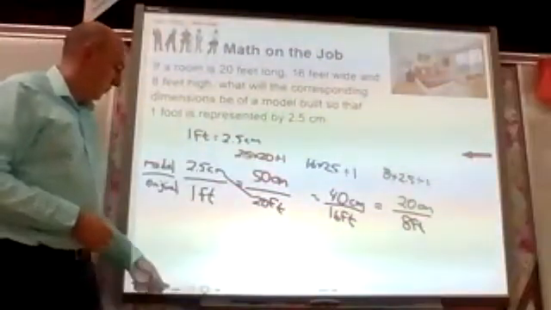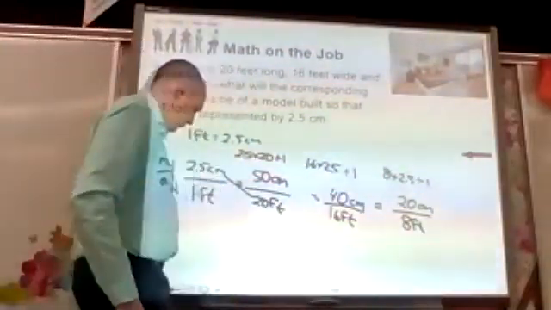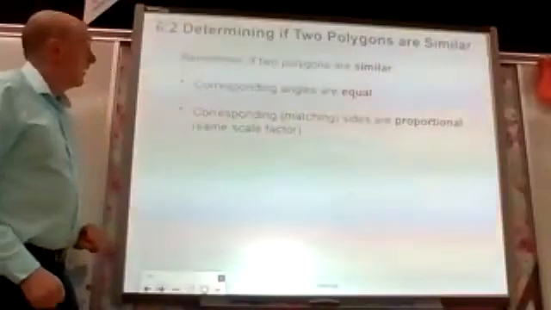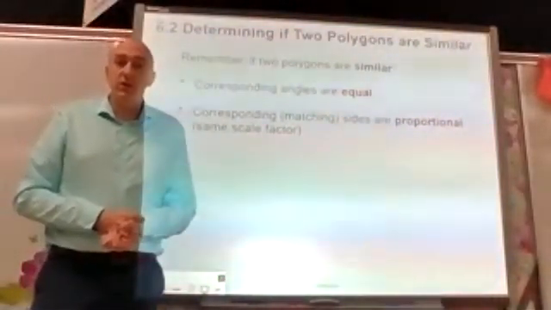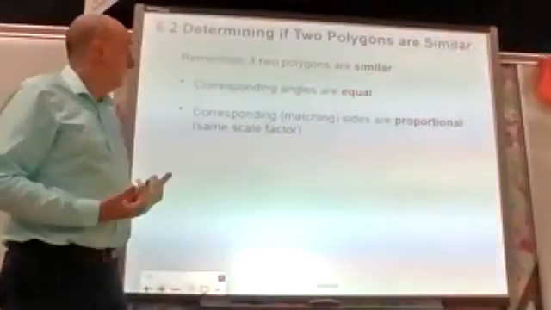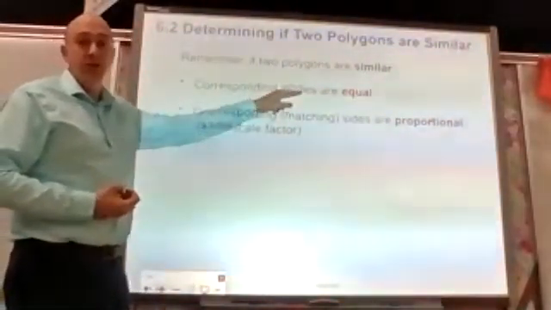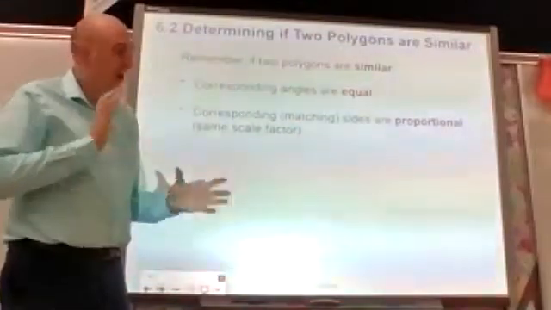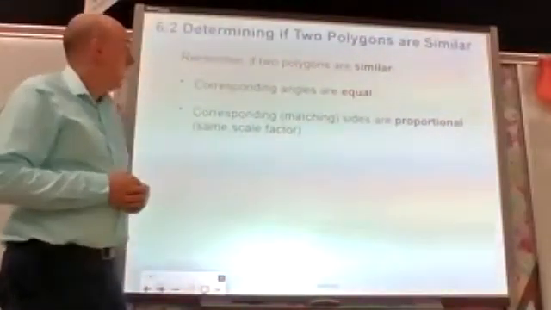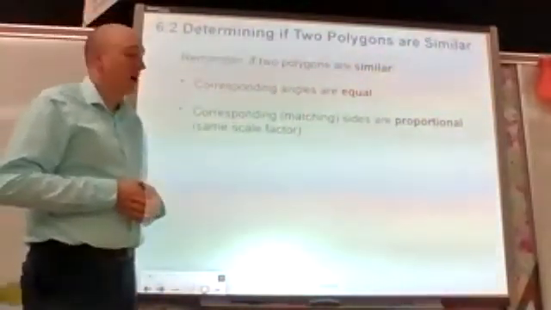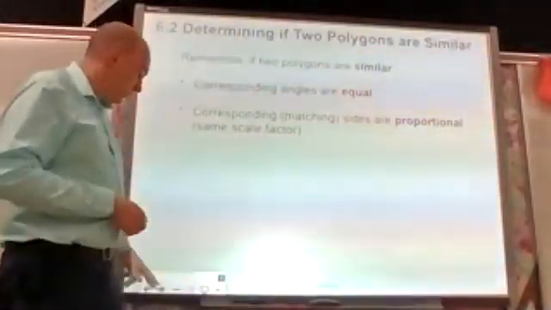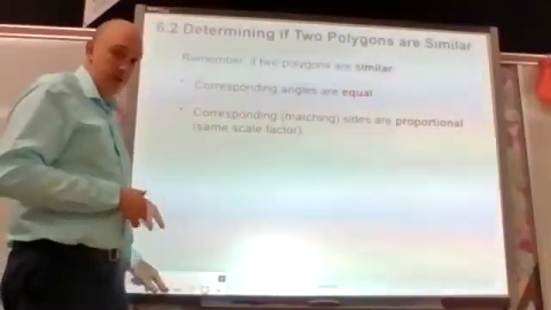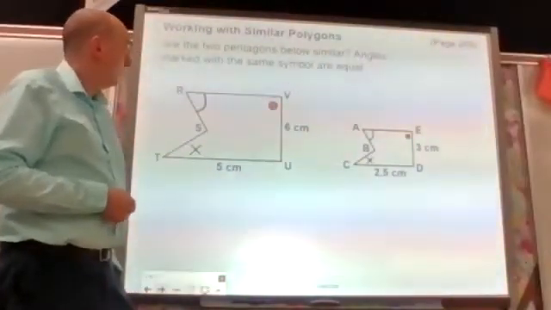All right, moving forward into section 6.2. Remember what it means for two polygons to be similar. When two polygons are similar, your corresponding angles are equal, so the numbers have to be exactly the same, and your corresponding sides are proportional, so they have the same scale factor. So let's take a look at an example and see if we can figure out if they are similar.